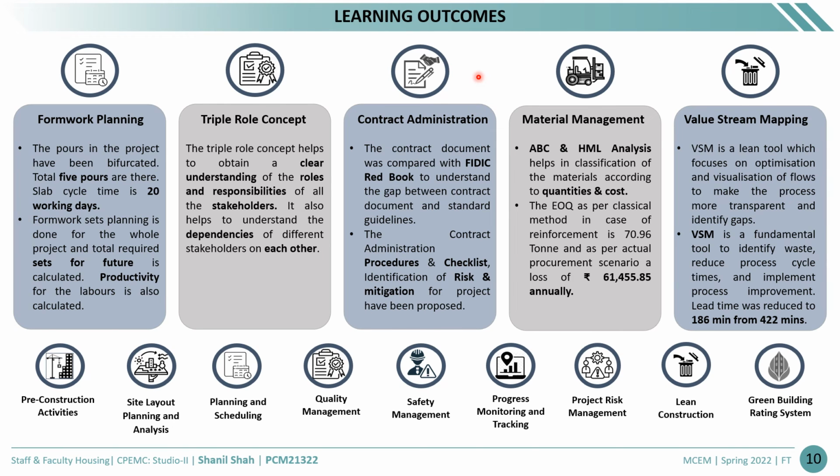Then in contract administration, we have compared our tender with the FIDIC Red Book, and also we have prepared the different procedures and checklists, and we have identified the risks and given mitigation for that. Then in material management, we have done the ABC and HML analysis, and we have proposed the different EOQ models. So if the contractor adopts the classical EOQ model, it can save up to 61,000 annually.